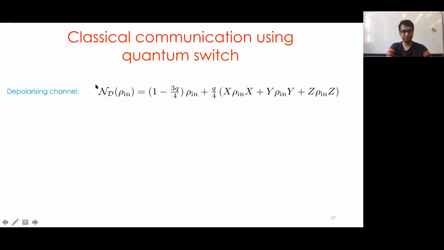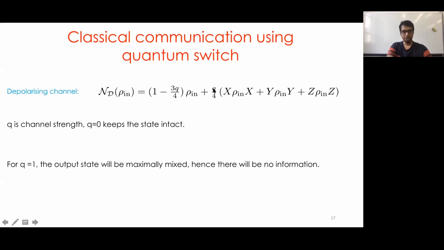A depolarizing channel is such that it admits an input quantum state, and the transformation is represented like this, where X, Y, Z are Pauli operators. And this q denotes the strength of the depolarizing channel. You can see when q equals zero, this entire term vanishes and the state remains intact. However, when q equals one, all of these operations act with equal probability, which means we will get a maximally mixed state. That means information is completely scrambled.